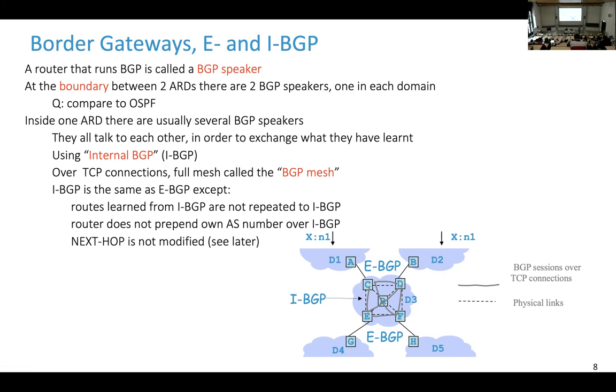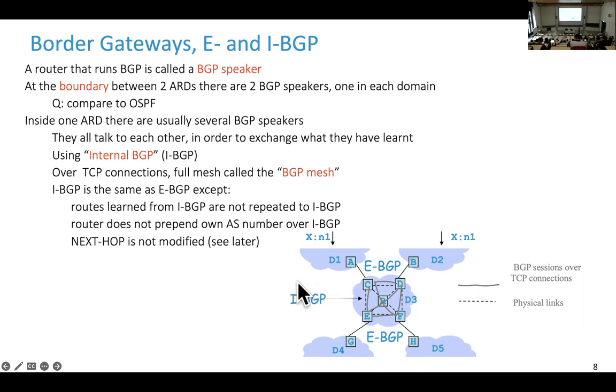How could C establish a TCP connection with someone that is not directly linked? That's not a problem, because inside the domain we run another routing protocol, another IGP, for example, OSPF, and therefore C knows a path to F. Then every BGP speaker establishes a TCP connection to everyone. This is what we call a BGP mesh. So inside the domain, we have a full mesh.